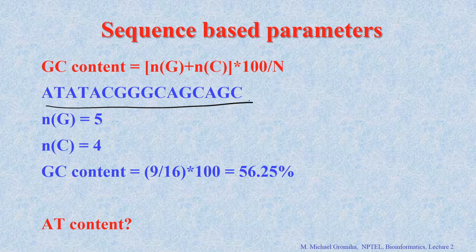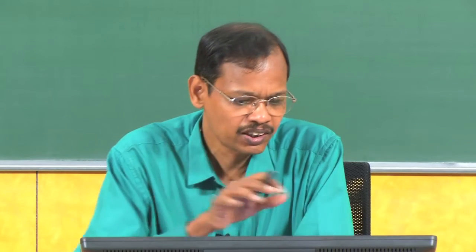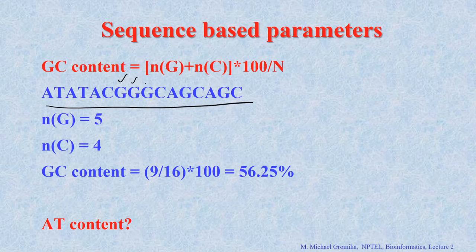Now, this is the sequence. What is the GC content? GC content means the percentage of G and C in the particular sequence. For this, first we get the number of G. So, how many G's here? 1, 2, 3, 4, 5, the number of G equals 5. Then the number of C's: 1, 2, 3, 4, the number of C equals 4.